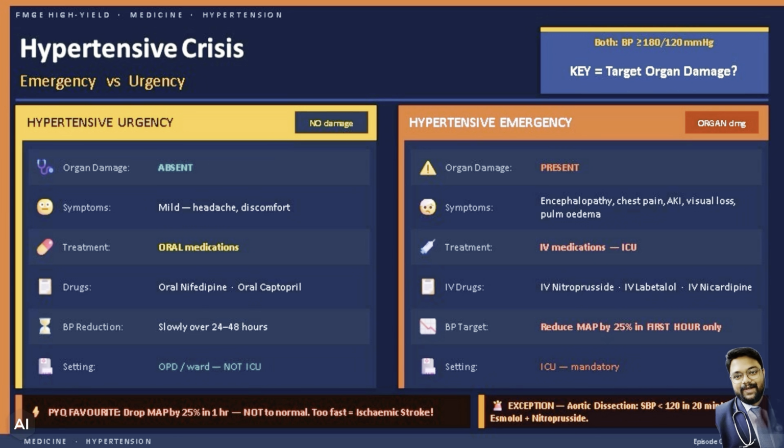One big exception you must remember: hypertensive emergency with aortic dissection. Here, you need to act much faster. Reduce systolic blood pressure to below 120 within the first 20 minutes. Use IV esmolol or IV nitroprusside.